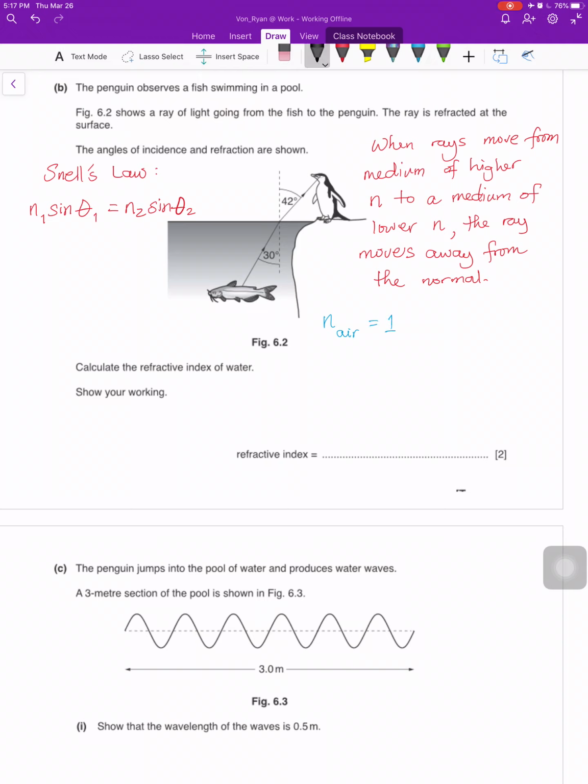Now in this case, our n sub 1 will be the one that we're looking for, which is this one here. That's n sub 1, and this is n sub 2, which is air. Theta 1 will be 30 degrees, and theta 2 will be 42. Now remember that the angle of incidence and the angle of refraction has to be the angle between the ray and the normal line. So if we're looking for n sub 1, we rearrange this equation to solve for n sub 1. n sub 1 is equal to n sub 2 sine theta 2 over sine theta 1.